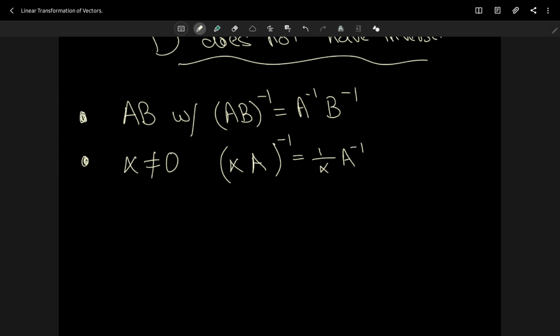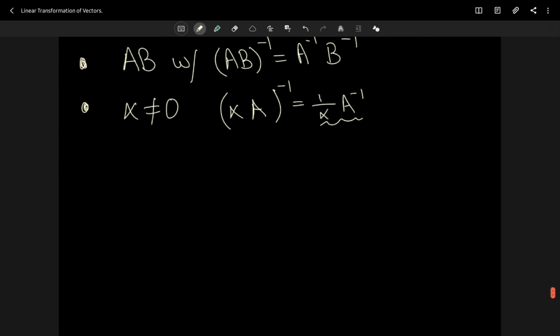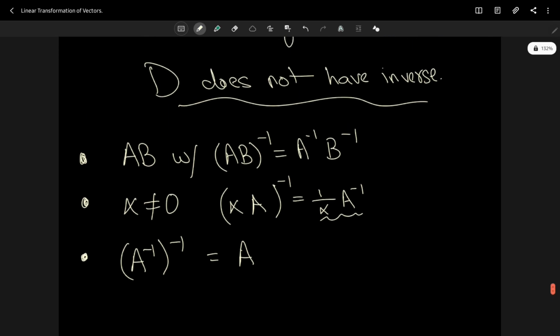Now note over here that this alpha is your scalar, so it's just a number, and that's why we could do this thing. We will just talk about this in a moment. The final point we could say is that if A is invertible, then so is its inverse. And what that means is that if I were to take the inverse of this inverse, I would end up back at A. Okay, so this was what we basically talked about in this video.